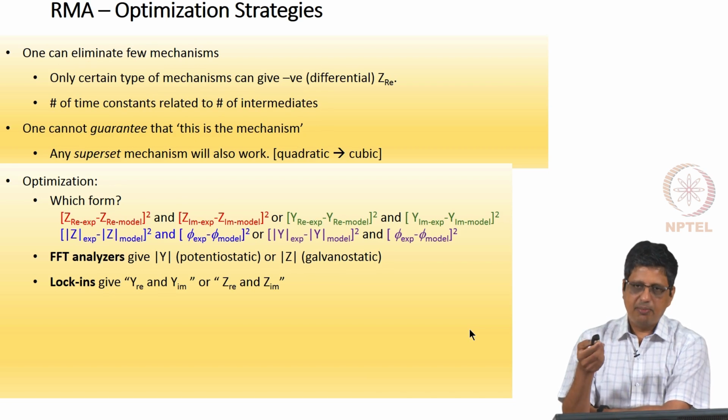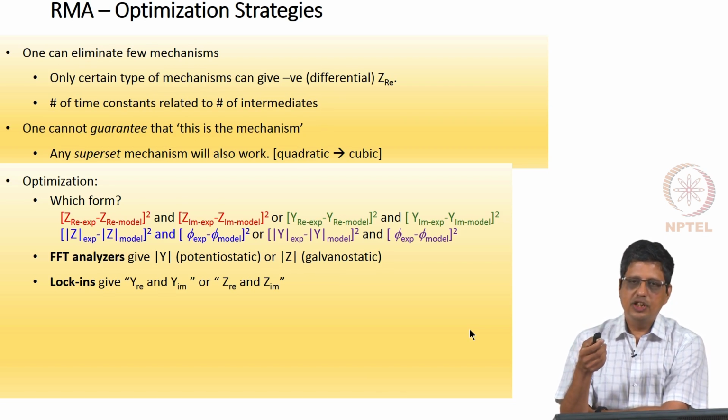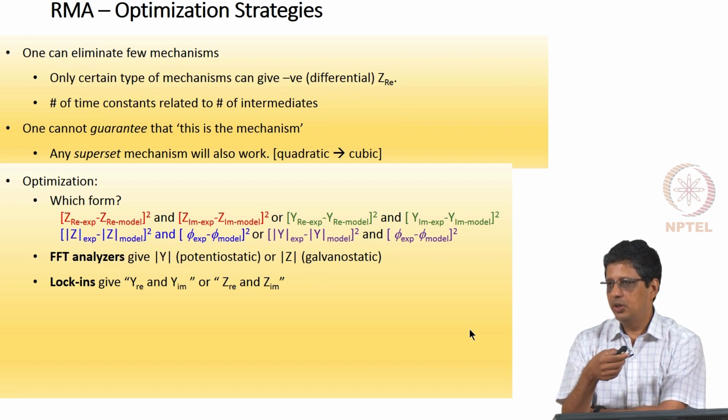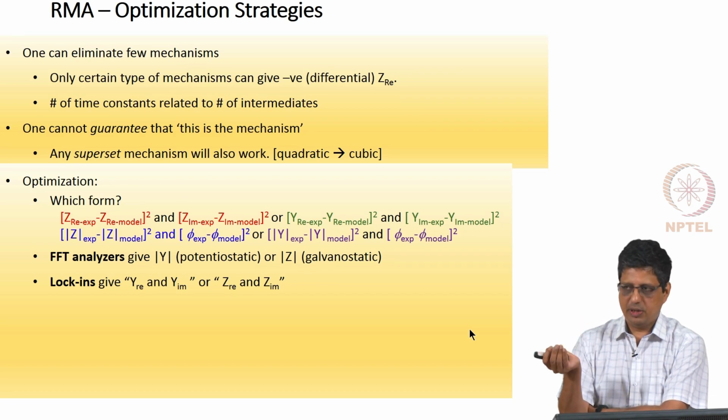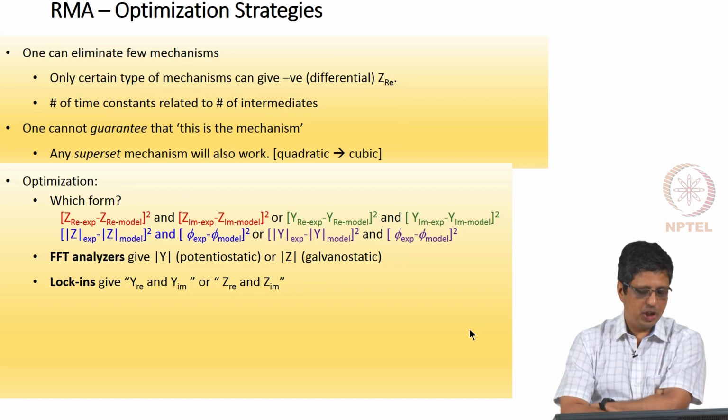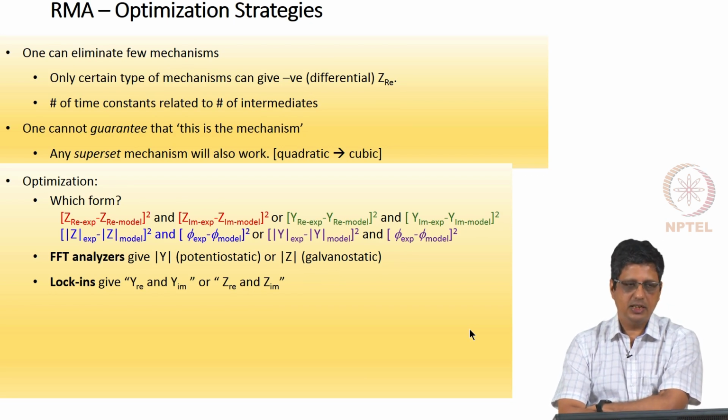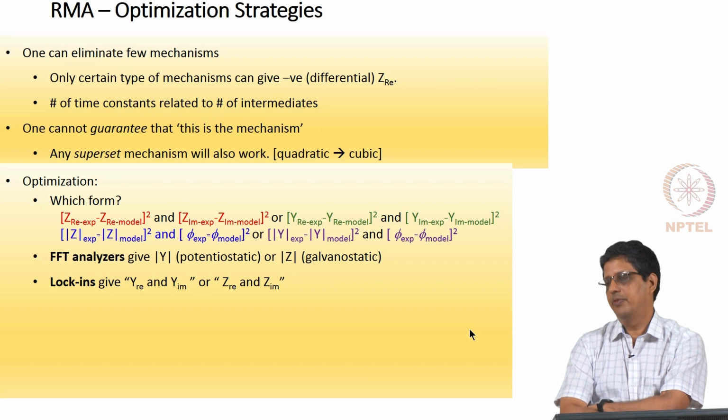If you are using a lock-in amplifier or any instrument that uses cross correlation technique like the Solartron FRA, you would be getting real and imaginary parts. That is how it calculates, and again in potentiostatic mode it will calculate admittance, in galvanostatic mode it calculates impedance.